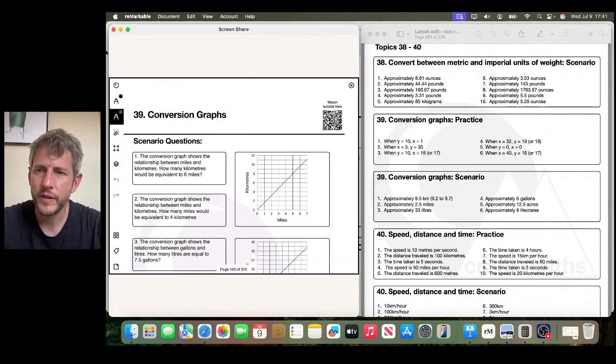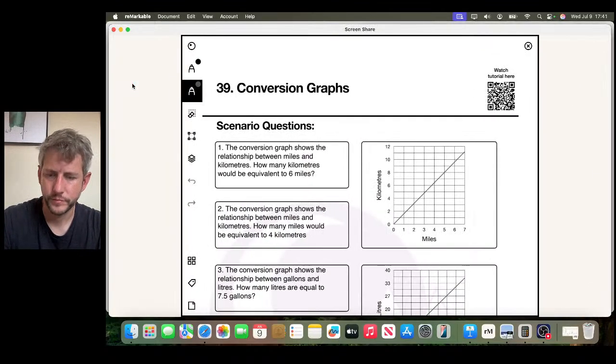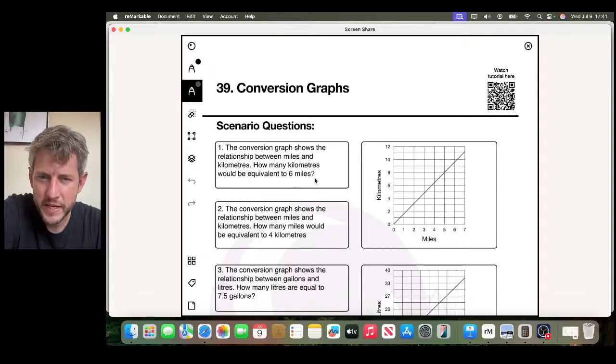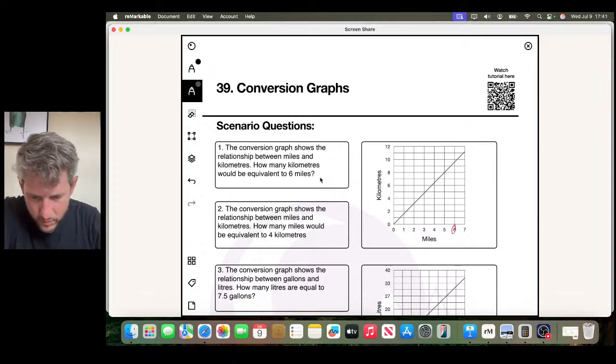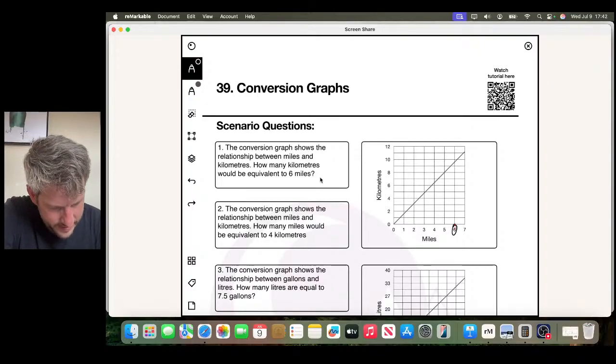Right, let's have a look at these ones. Here we go, scenario questions here. So the conversion graph shows the relationship between miles and kilometres. How many kilometres would be equivalent to 6 miles? Okay, so 6 miles is here.